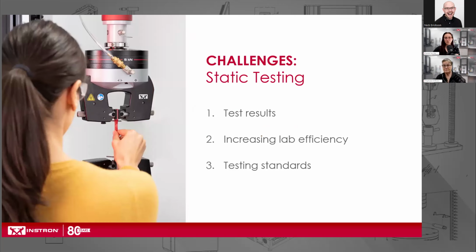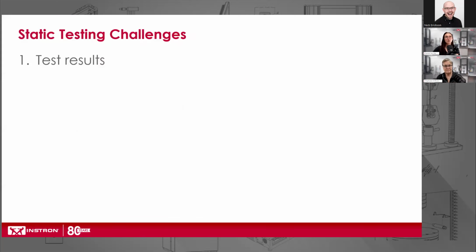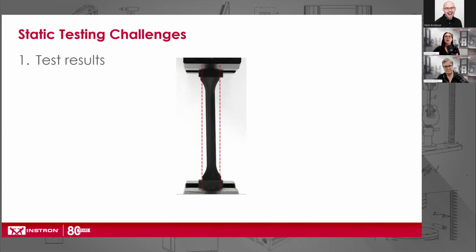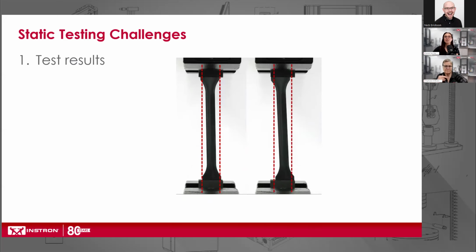Going over the three challenges that we typically see with static testing, they're going to sound very familiar. So making sure that we're getting the right test results is the first one. That means it's important to test in the correct way. Specimen alignment is going to be the most critical point in your test. And from these images, you can see that this specimen is more and more misaligned.